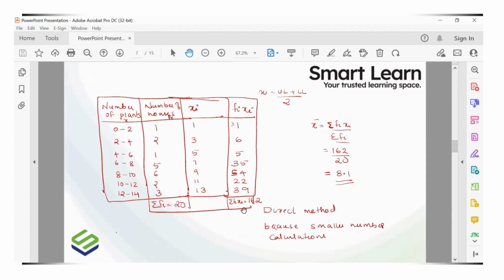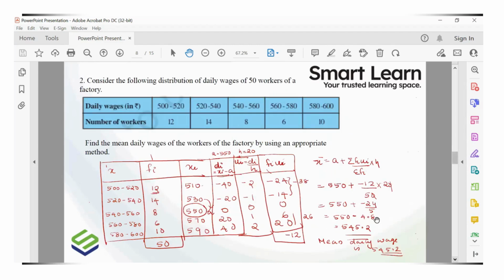Now you have to add this. When you add this, you will get 162. So x bar is what? Sigma fi xi by sigma fi. When you do the division, you will get the answer.